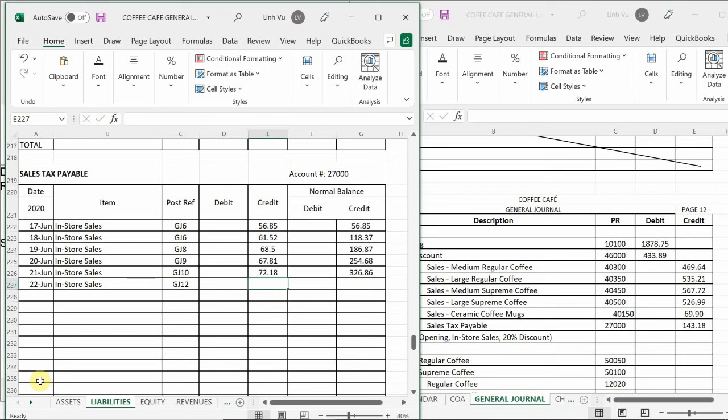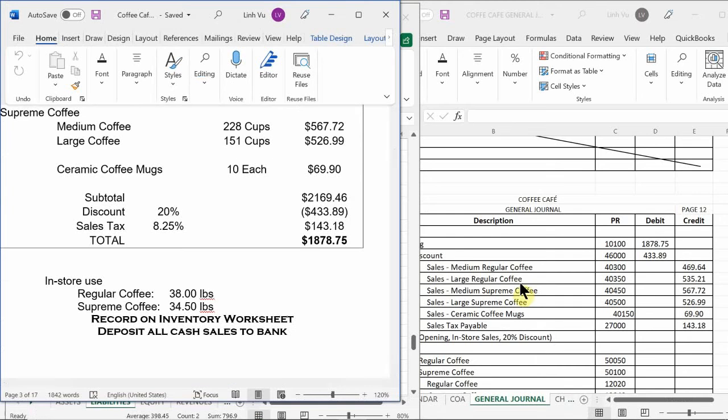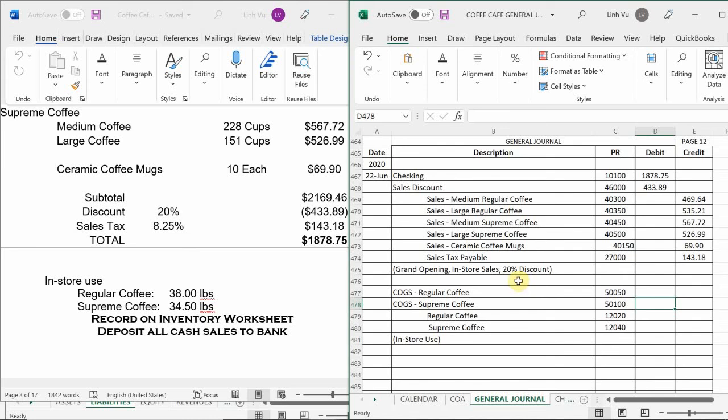For how much? 143.18. Equals 470. Good. 470.04. Okay. All right, what's next?